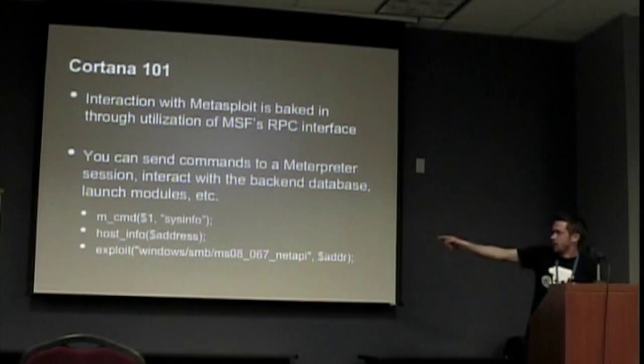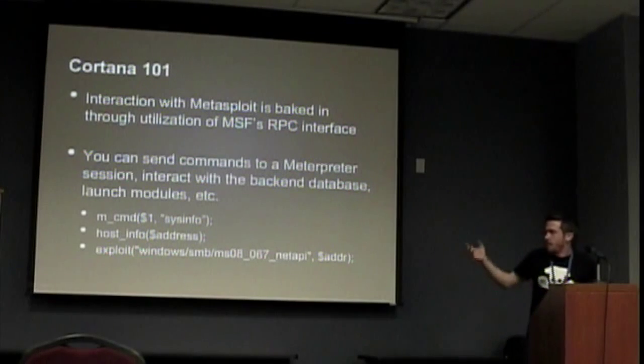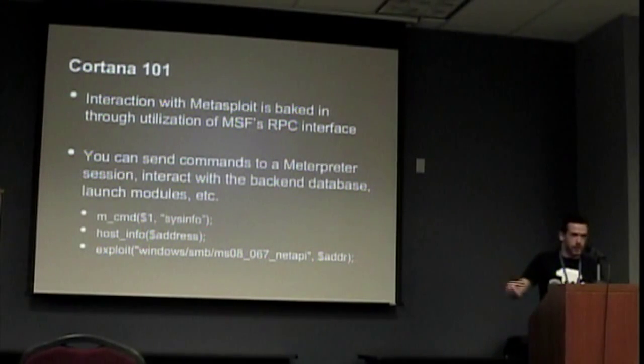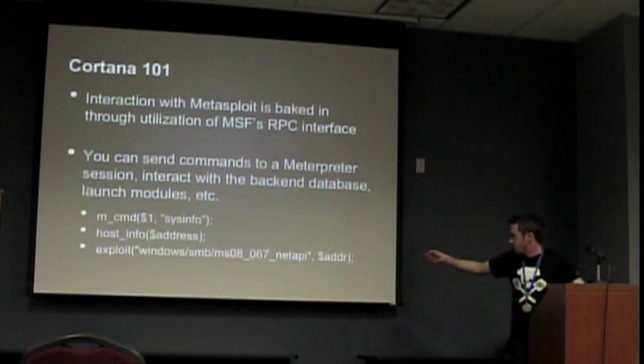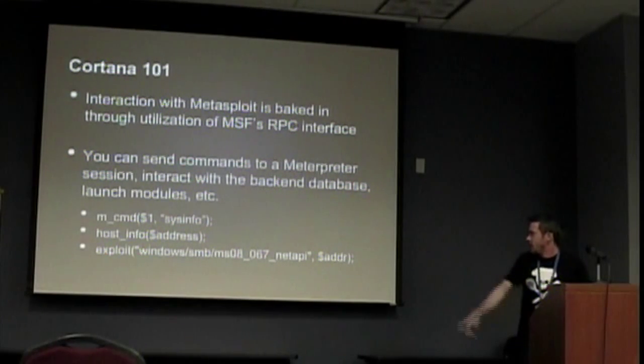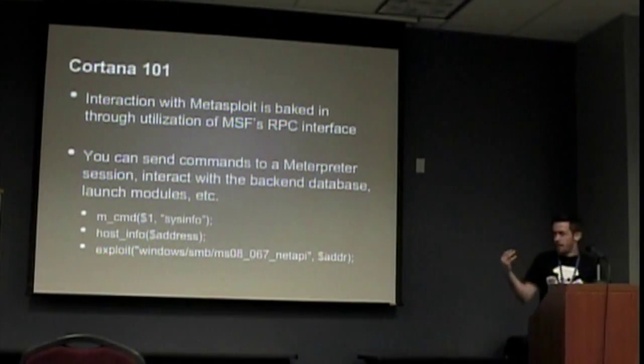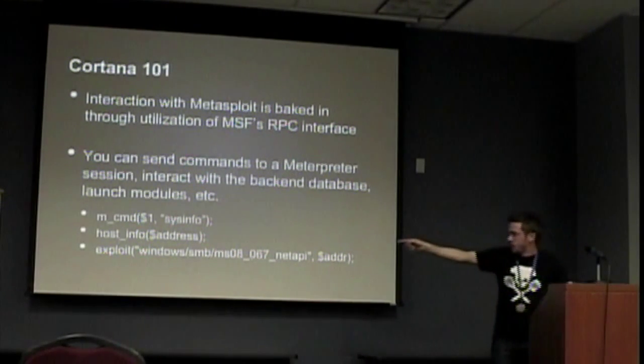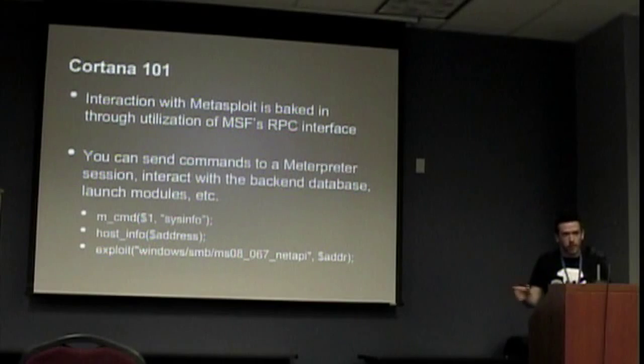Here are some quick examples. The m_cmd command sends the sysinfo interpreter command to a session. host_info gets all the host info for a particular IP address out of the backend database. exploit, the name of the exploit, and then the address will launch ms08_067, my favorite go-to for really crackly patched systems, onto a particular IP. So the syntax isn't too bad. These specific little commands are the Cortana commands that are exposed. It's a little bit weird to pick up at first, but then you have full functionality of the entire Metasploit framework without having to interact with the command line.